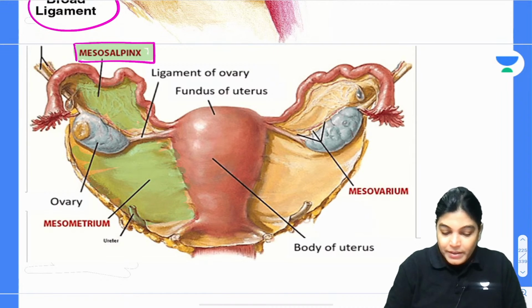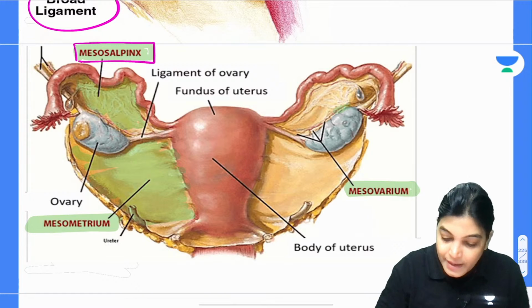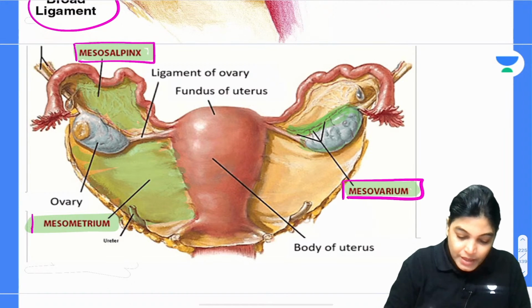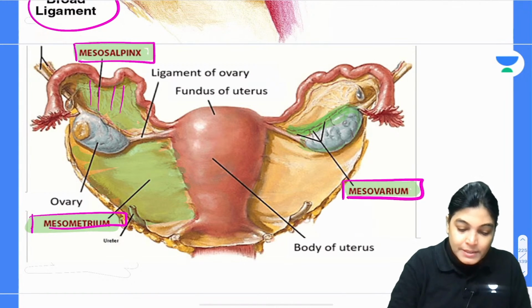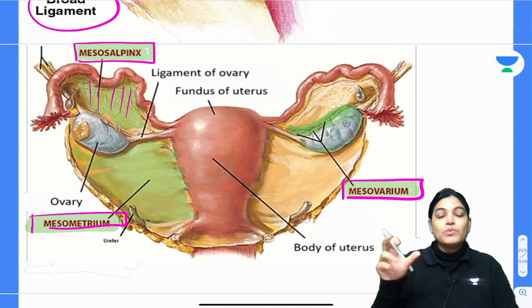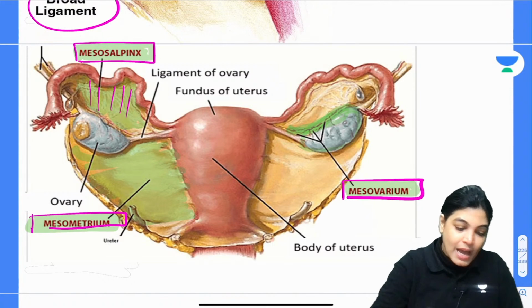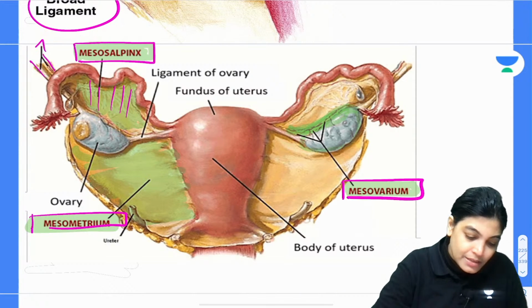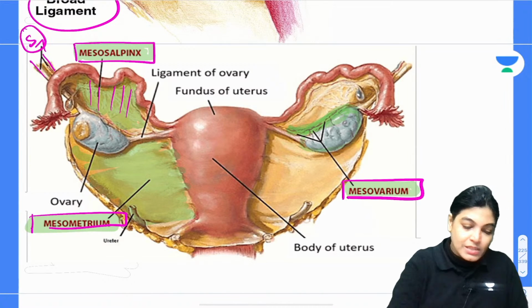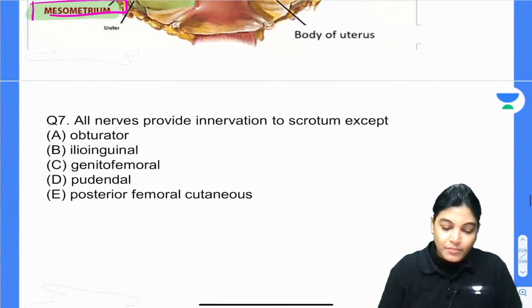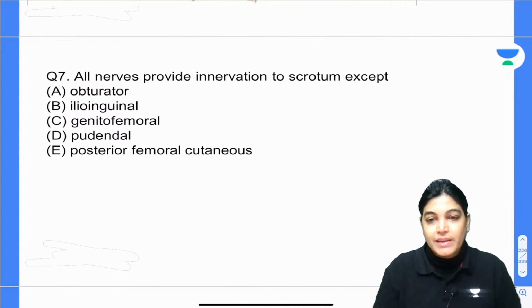And this is the mesometrium, the mesentery of the broad ligament, and this is the mesoovarium, which is attached to the posterior aspect of the ovary, containing the ovary. So we can see the mesoovarium, the mesometrium, and the part of the broad ligament between the uterine tube and ovary is the mesosalpinx. And this part which has not been labeled here is S, the suspensory ligament of ovary. Is it clear? Let me know. Okay, let's move on to the next, question number 7.